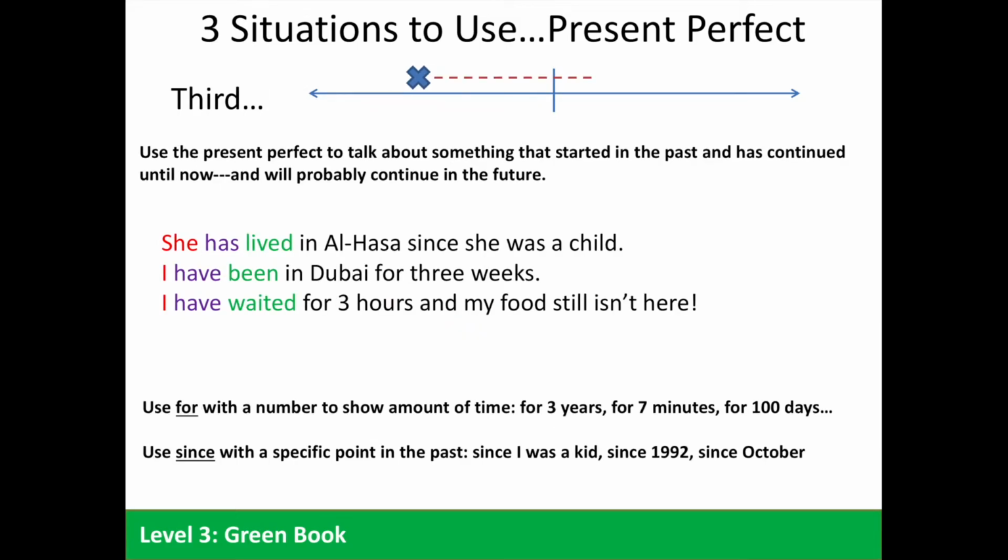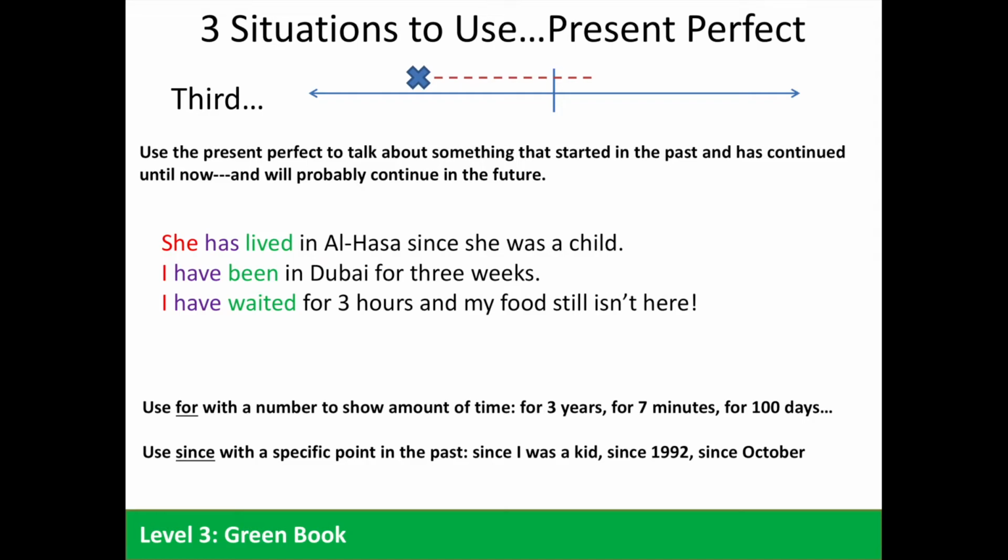And finally, the third situation to use the present perfect tense would be to talk about something that started in the past and has continued until now and will probably continue into the future. Some examples: she has lived in Al-Hassa since she was a child. I have been in Dubai for 3 weeks. I have waited for 3 hours and my food still isn't here.